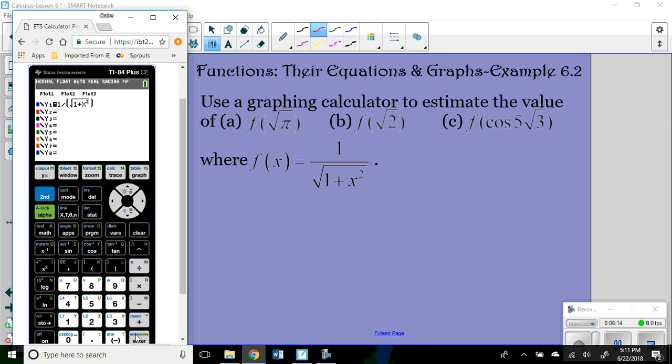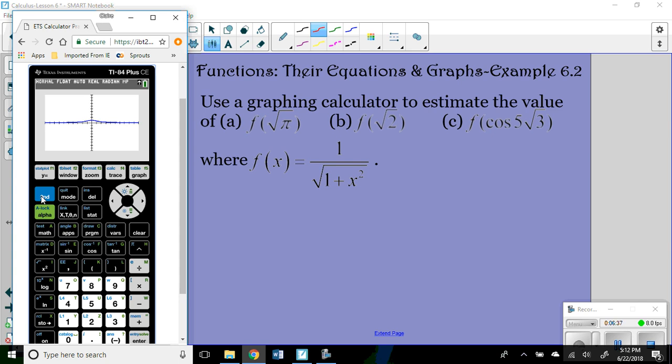Now we don't have to graph this, we don't need to know what the graph looks like, but we go ahead and graph it because that's just going to be the easiest way to get to what we're looking at. And so we have our graph. It doesn't matter what it looks like. What you're concerned with is the value at those points.